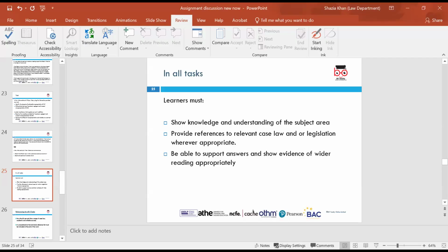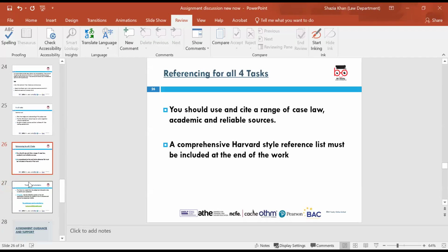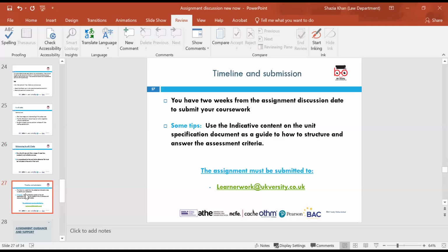For the pass, you need to look at establishing all the pass criteria. Make sure you're able to support everything and do extra reading. Use your Harvard referencing and fully use your case law as well and fully cite them. You have 2 weeks from the assignment discussion date to submit your coursework. Use the indicative content to help and guide you structure the assignment. And it must be a professional piece of work, so it needs to flow.